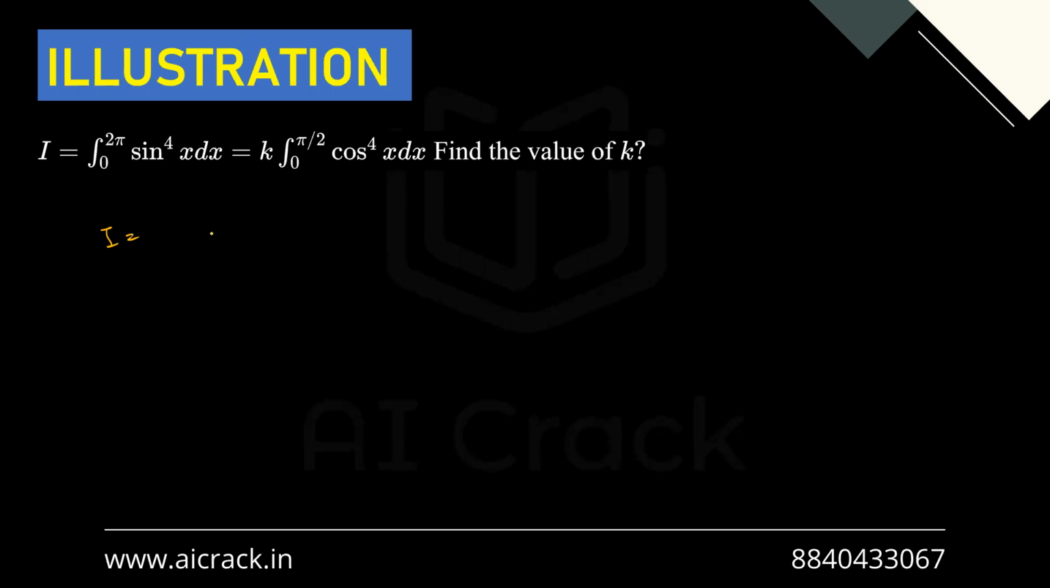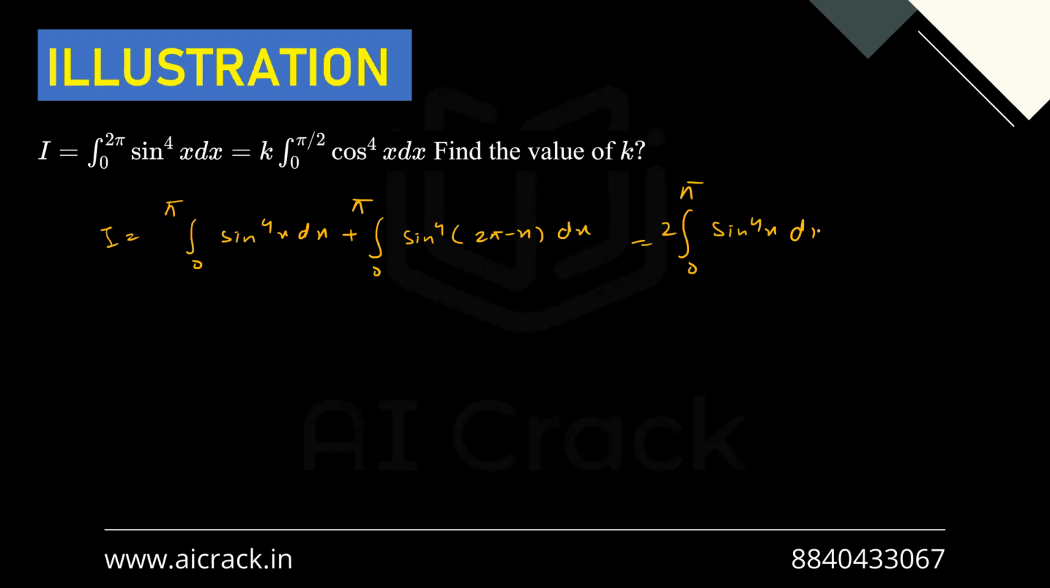So I would become integral 0 to pi f(x) plus integral 0 to pi f(2a minus x), right? That would become sine raised to power 4 of (2 pi minus x) dx. Now this is an even power, so that won't make a difference. So it would eventually become 2 times integral 0 to pi sine^4 x dx.